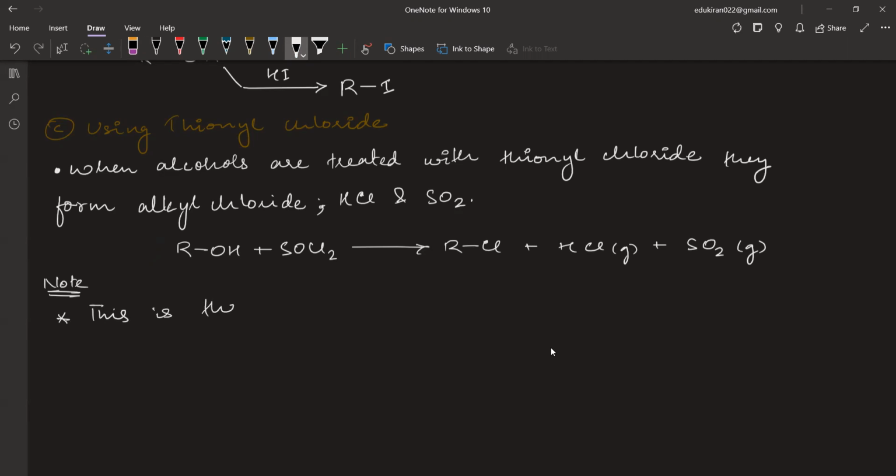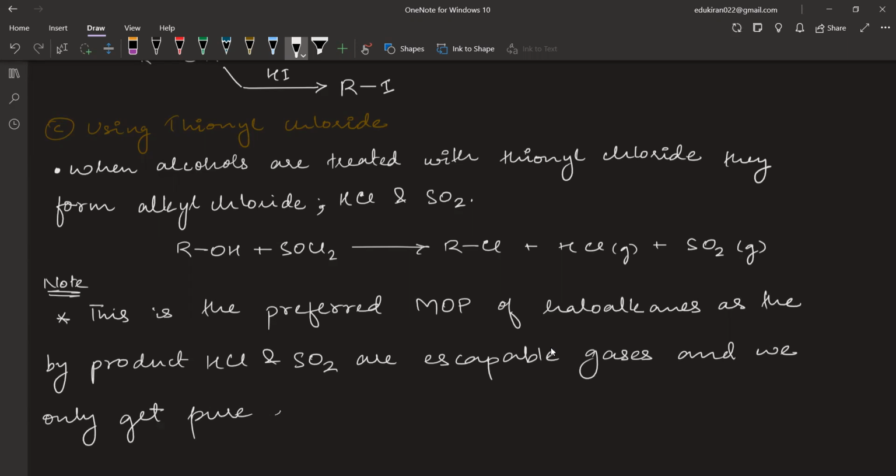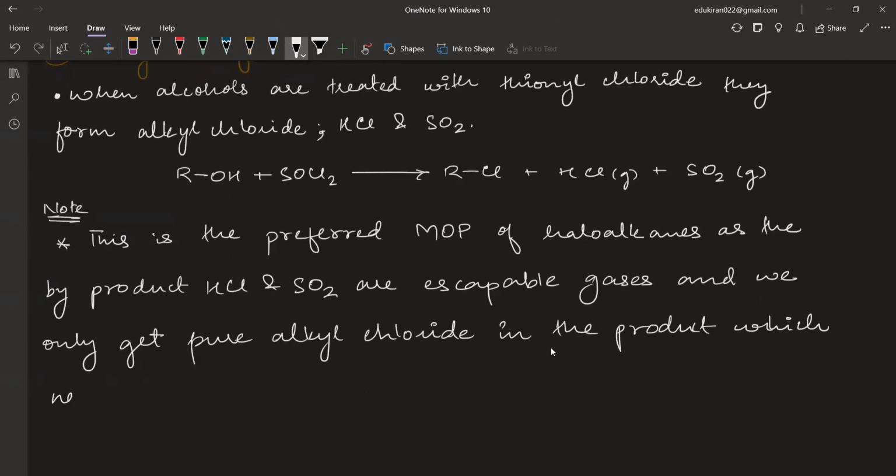This is the preferred MOP. MOP means method of preparation of haloalkanes, as the byproducts HCl and SO2 are escapable gases, and we only get pure alkyl chloride in the product, which needs no purification or separation.